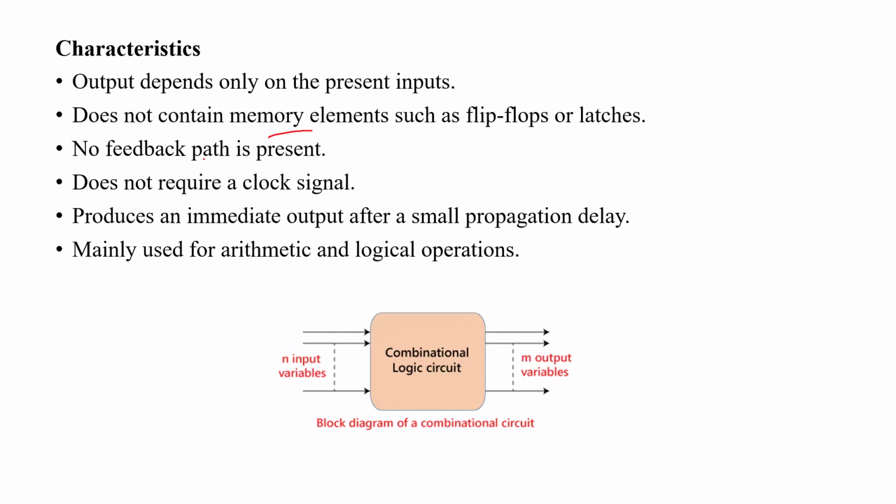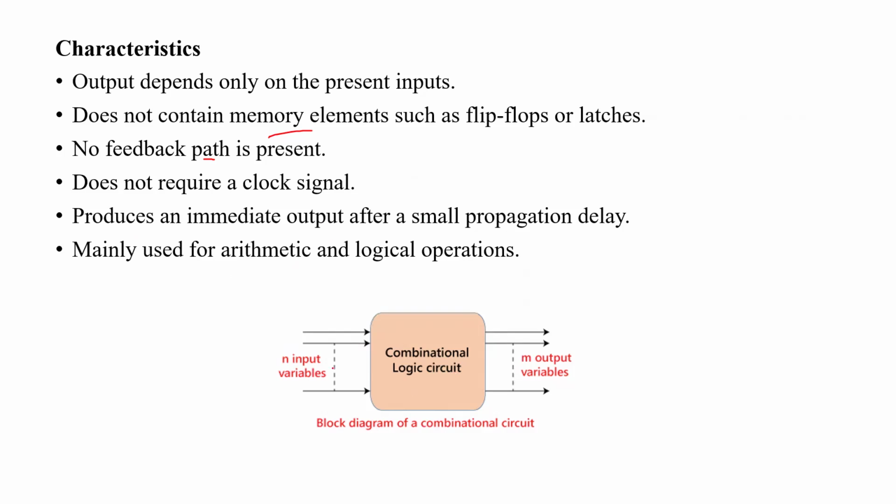No feedback paths are present. Whenever we have a memory element, it takes from the inputs, so there we need a feedback path. Here there is no need. It also does not require any clock signals and produces immediate output after a small propagation delay. It is mainly used for arithmetic and logical operations.